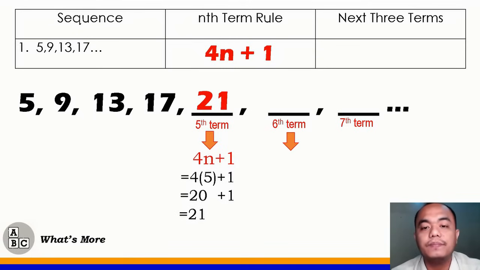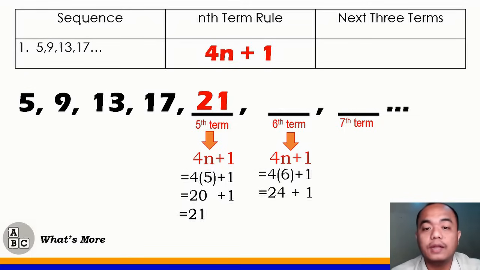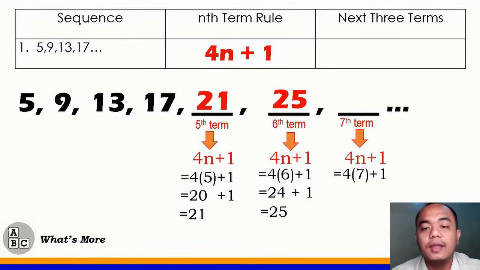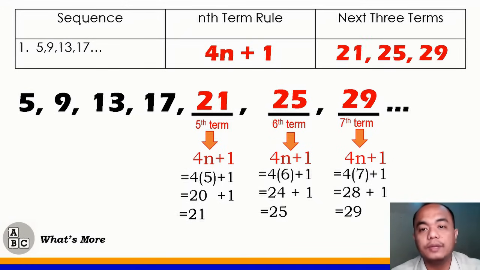We have the 6th term, still 4n plus 1. We have 4 times 6 plus 1. And then we have 24. So that 24 comes from 4 times 6. And then 24 plus 1 equals 25. The 7th term here is 4 times 7 plus 1. 4 times 7 equals 28. 28 plus 1 equals 29. So our seventh term here is 29. So we have now our 3 terms. The next 3 terms are 21, 25, and 29. Is that clear? Okay, very good.